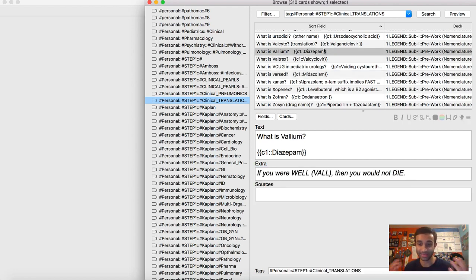Similarly, like Valium is diazepam, right? Similarly, if you were well, then you would not die. So I made up mnemonics for each of these so I would remember them. And so going into rotations, I wish I had known this, because it did take me a few weeks to learn it.